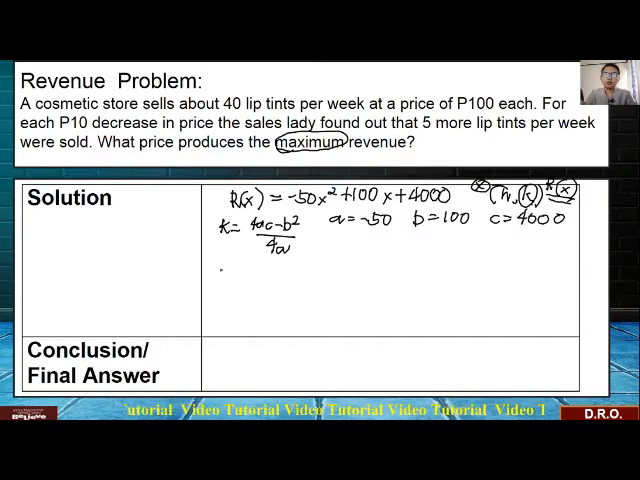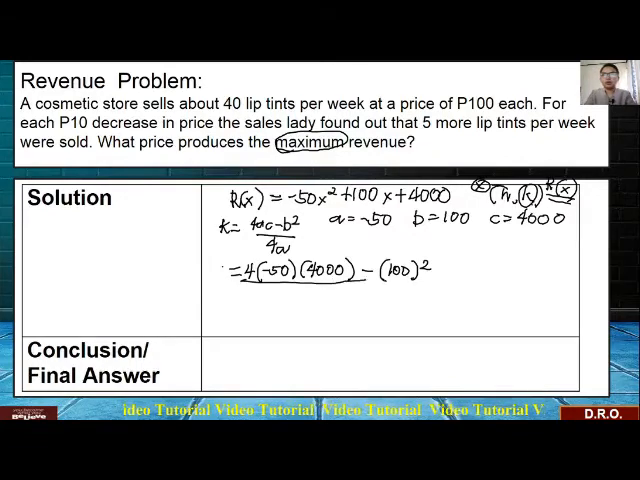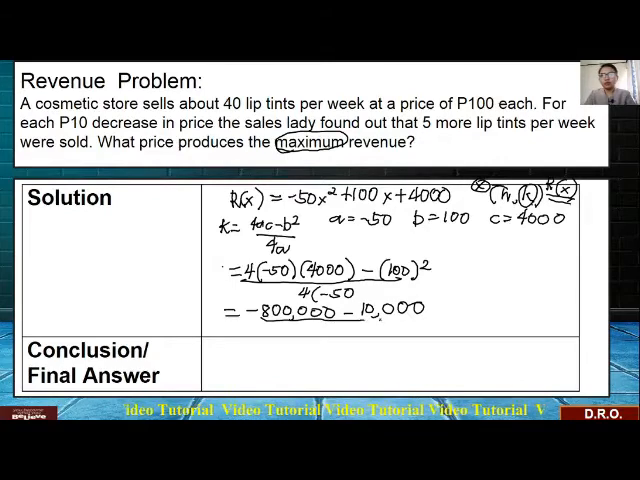After that, we substitute the given values. So this will be 4 times a is negative 50, c is 4,000. So we have 4ac, and then minus the value of b is 100 squared all over 4 times negative 50. Simplifying, 4 times negative 50 times 4,000, it's negative 800,000. Copy the subtraction symbol, 100 squared, that's 10,000. All over 4 times negative 50, which is negative 200.